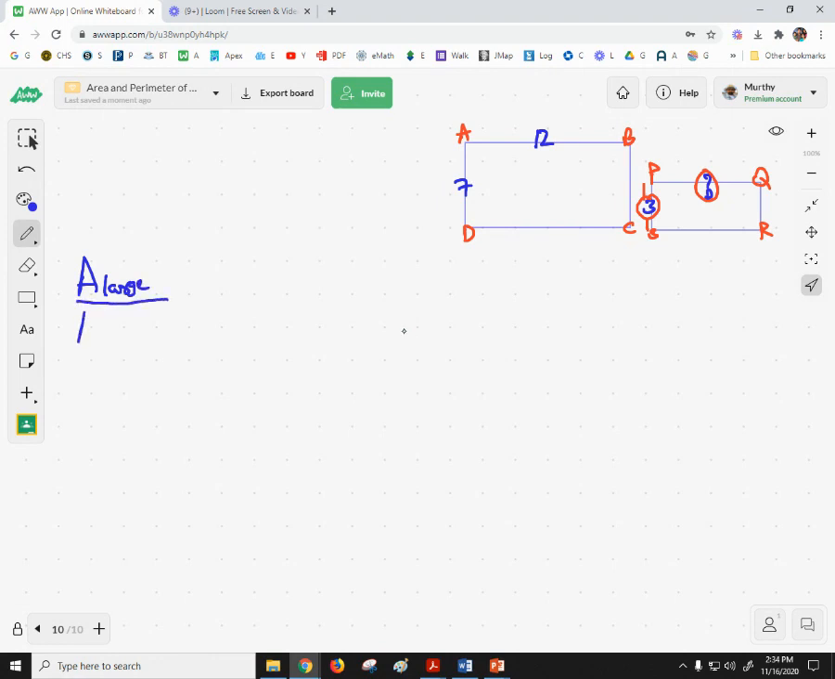rectangle over area of the small rectangle equals, this time I am taking, if it is perimeter we take side over side, but if it is area you have to take side square over side square. So which side shall I take? That's the question. Do I have to take 12?